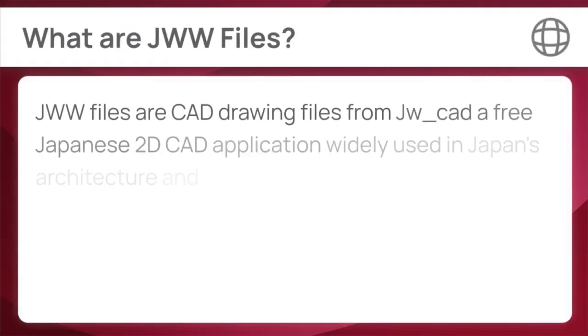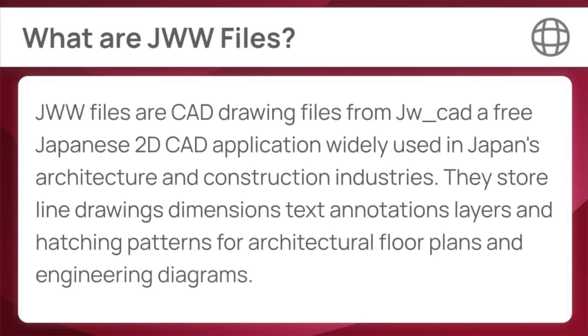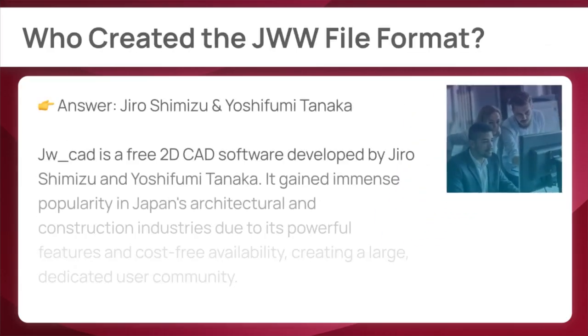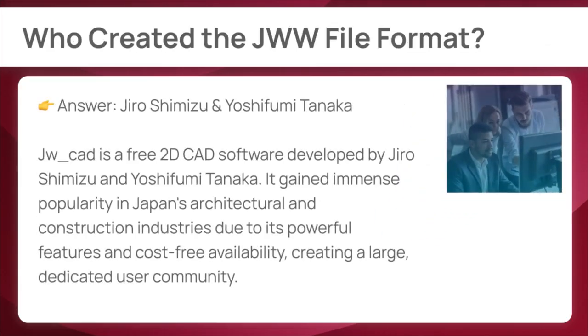JWW files are CAD drawing files from JWCAD, a free Japanese 2D CAD application widely used in Japan's architecture and construction industries. They store line drawings, dimensions, text annotations, layers and hatching patterns for architectural floor plans and engineering diagrams.